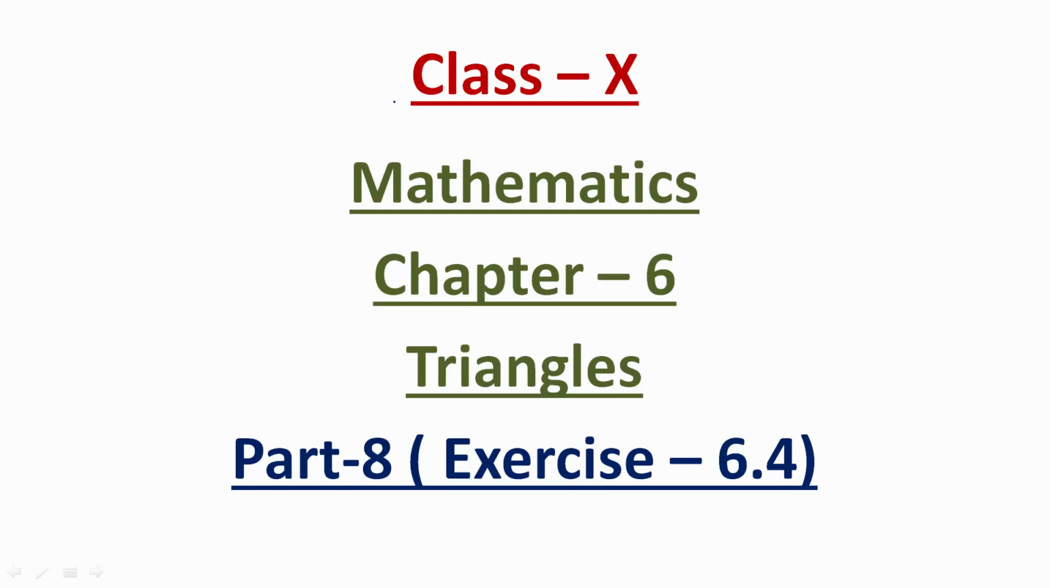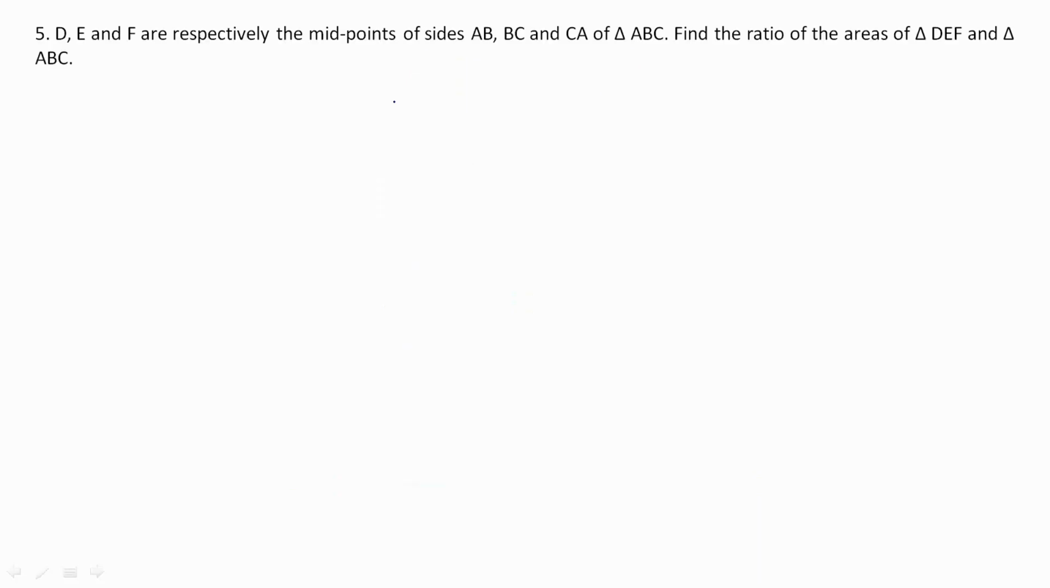Hello students, in this session we will do the next part of the chapter Triangles from exercise 6.4. The next question from exercise 6.4 is question number 5. D, E and F are respectively the midpoints of the sides AB, BC and CA of triangle ABC. Find the ratio of the area of triangle DEF and triangle ABC. So let's see how we will solve this question.